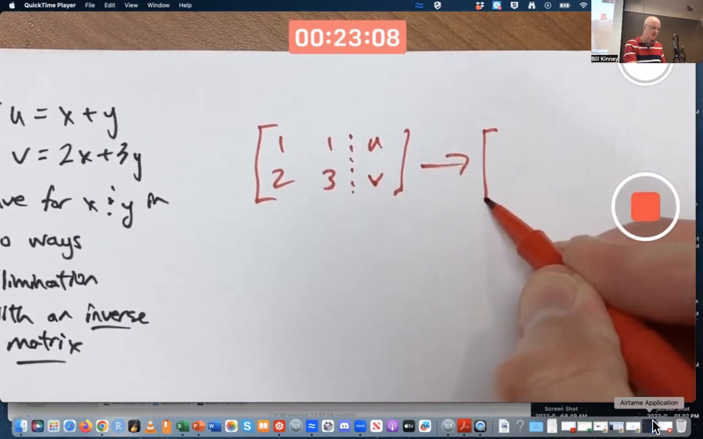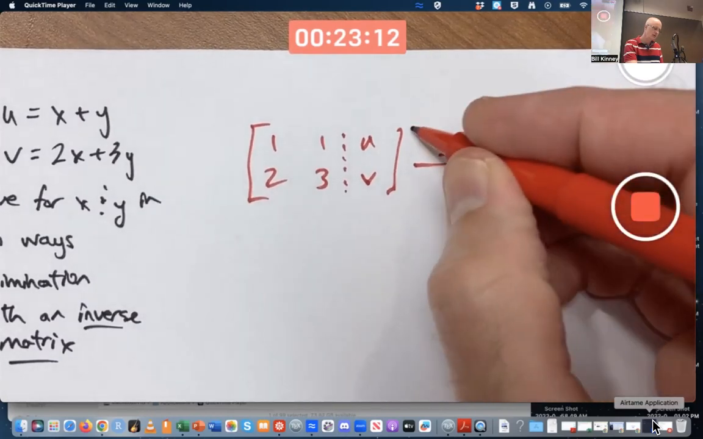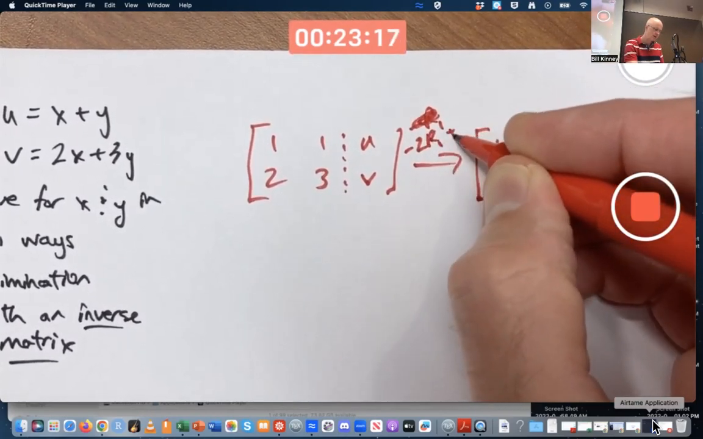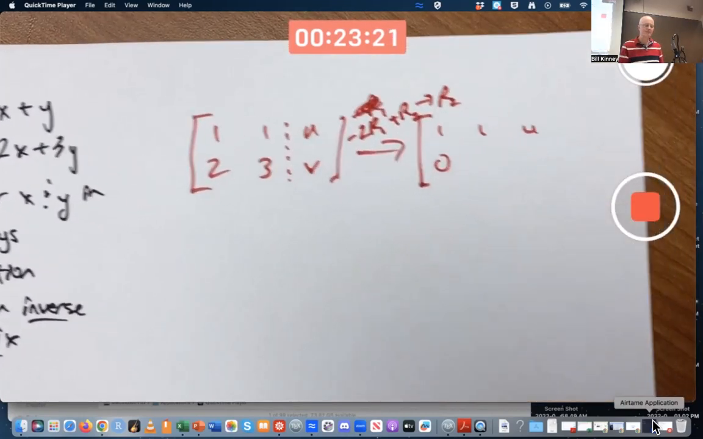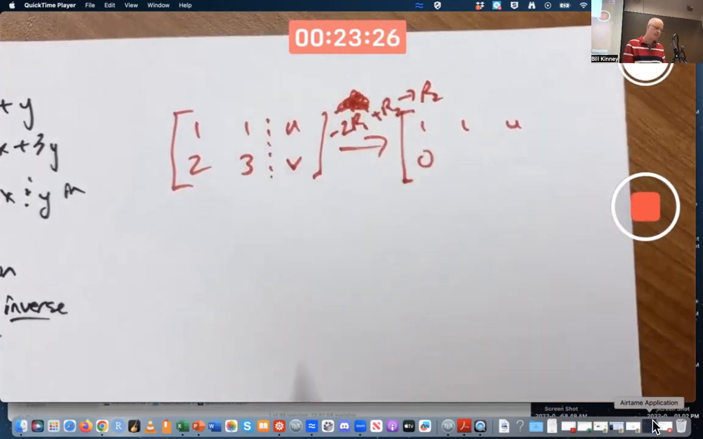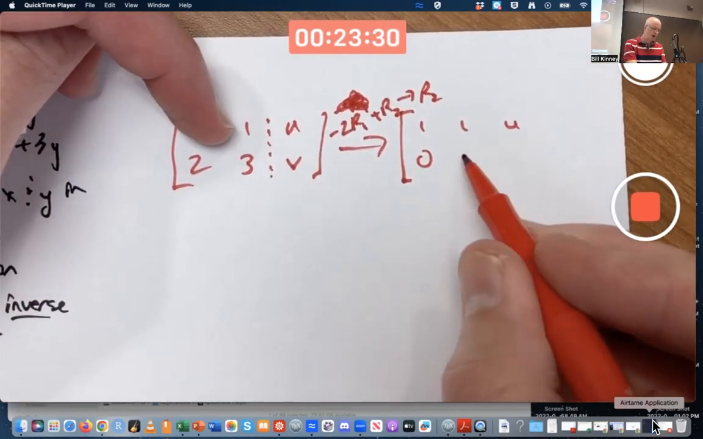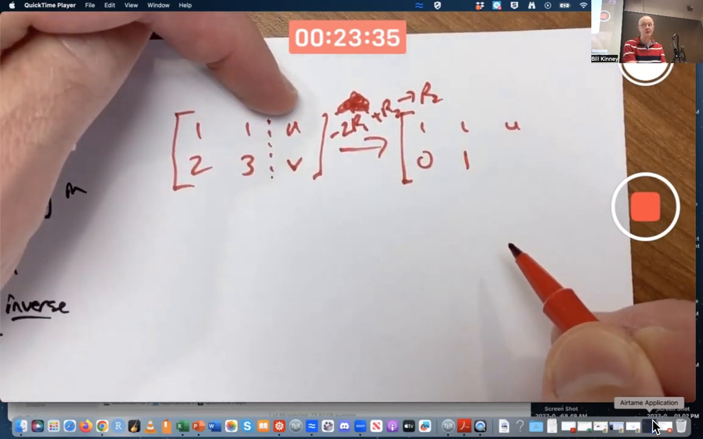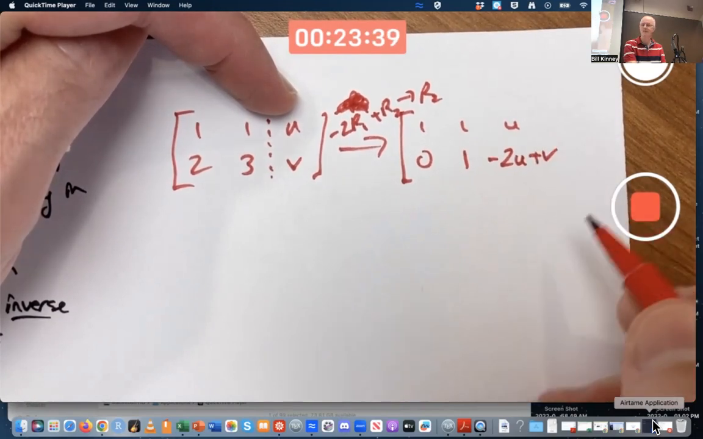Do my row operations. I will first multiply row 1 by -2. Oops, -2 row 1, add it to row 2 and put the answer in row 2 so that I get a 0 there. That was the reason that row operation was done. 1 times -2 plus 3 is a 1. U times -2 is -2u plus v.